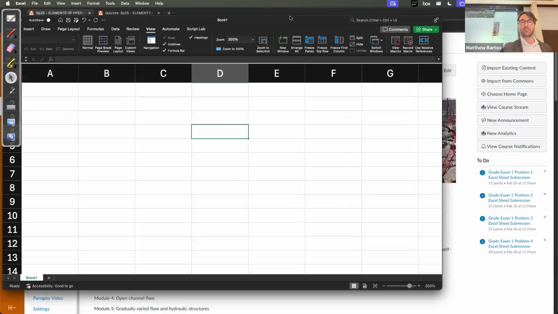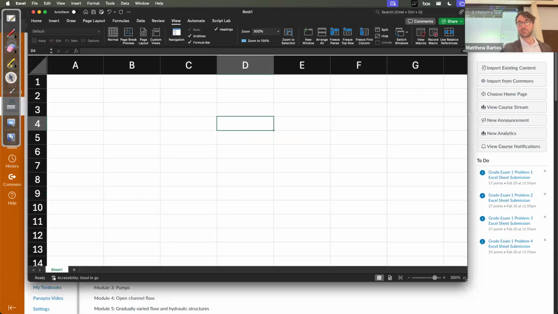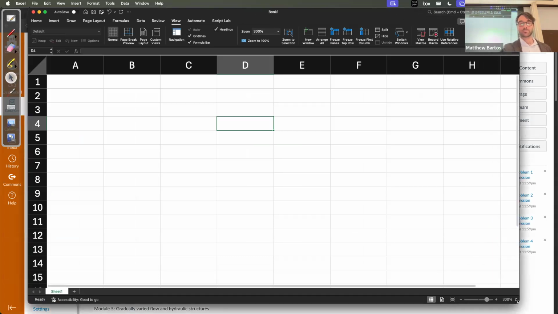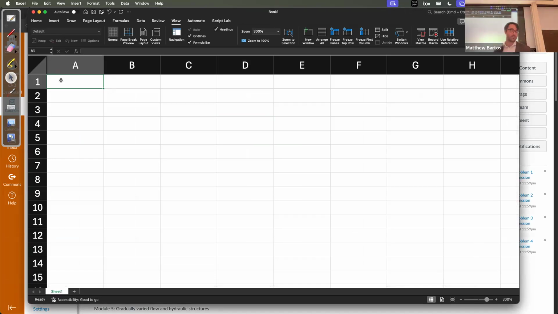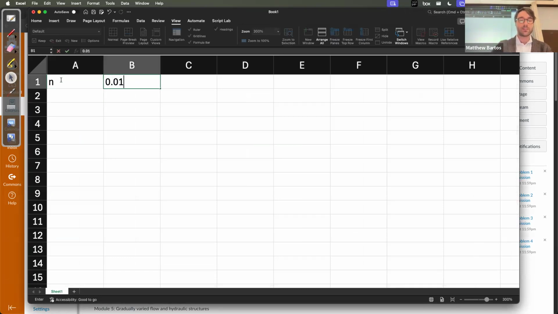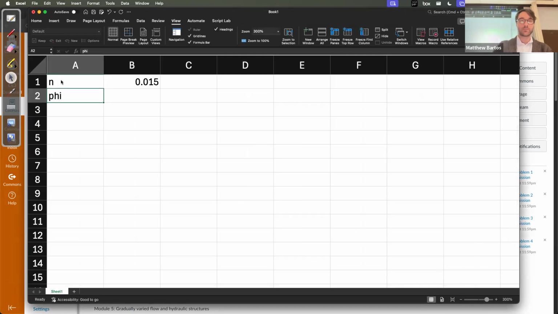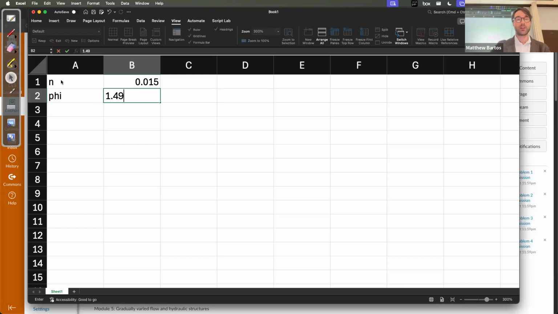So I have an Excel sheet here. First, let me specify all of the parameters that we have for this problem. We have our roughness, this is given by 0.015. We have our coefficient phi, this is given by 1.49.